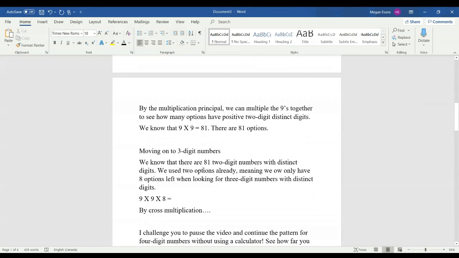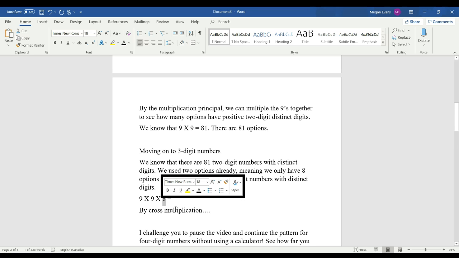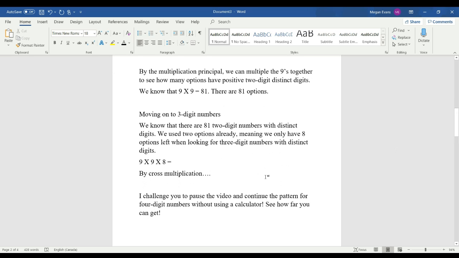So we're going to move on to 3-digit numbers here. So we know that there are 81 2-digit numbers with distinct digits. We used 2 options already, meaning we only have 8 options left when we're looking for 3-digit numbers with distinct digits. So what I mean by this is to get our 2-digit numbers, we used our 9 options because we can't repeat numbers, but we can use 0 in this one, and we can't use a 0 in this one, so that gives us 9 and 9. Well, for the ones now in a 100 number, we only have 8 options left because you can't repeat numbers.